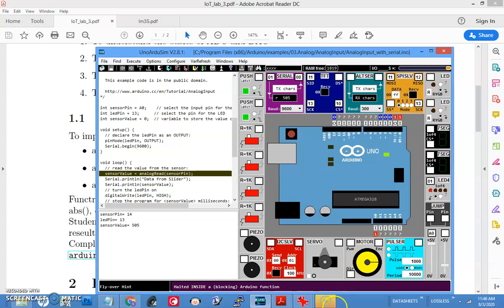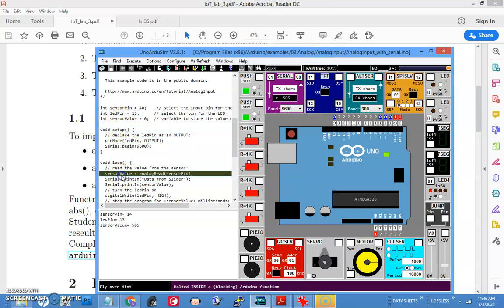So to use the serial monitor, we need to initialize it in the setup function. This is done using Serial.begin(9600). 9600 is the baud rate, so the serial monitor must also be configured for the same baud rate. So I have started it in my setup routine.